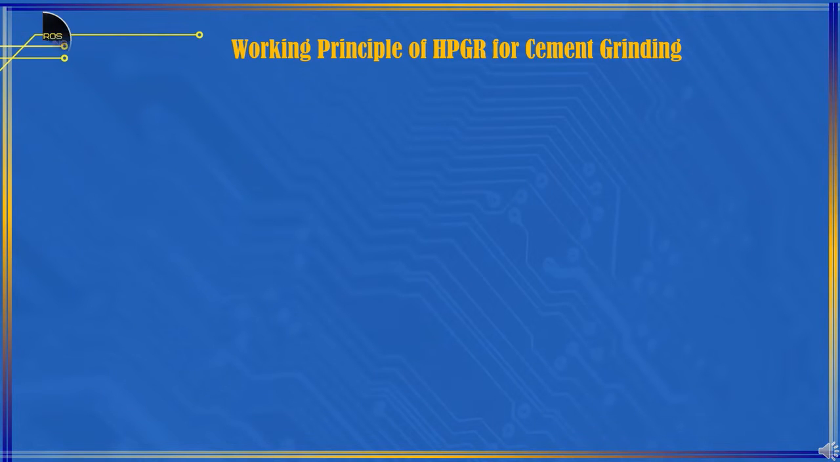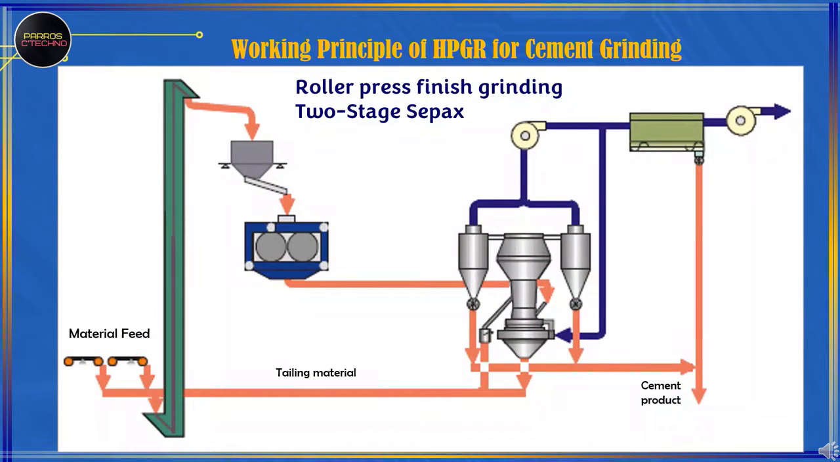Working principle of high-pressure grinding roller for cement grinding. Roller press finish grinding with 2 levels of separator. The feed material is fed to the hopper through the bucket elevator, then the material is fed to the roller press for the grinding process. The material from the roller press is fed to the bottom separator, the coarse material is returned to the roller press through the bucket elevator. The material from the lower separator is separated again in the upper separator, which coarsely returns to the roller press. Then the fine material enters the cyclone and baghouse filter into products.